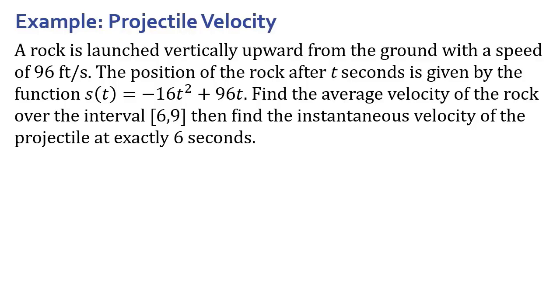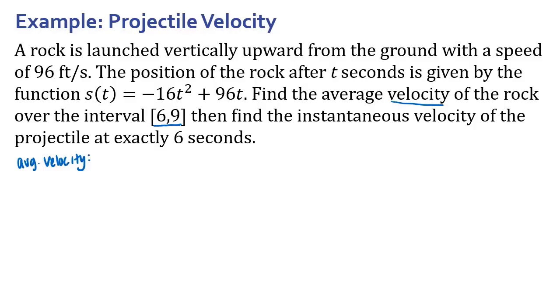Let's start with finding the average velocity of the rock between 6 seconds and 9 seconds. To find that average velocity, we're going to be finding the slope of this secant line.